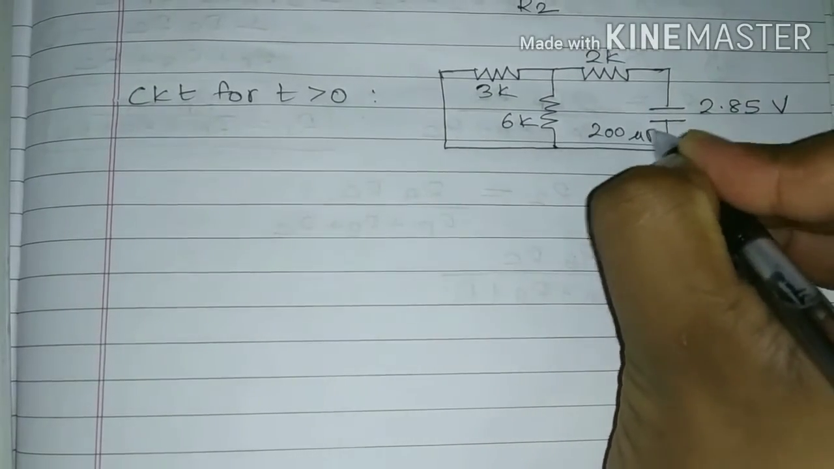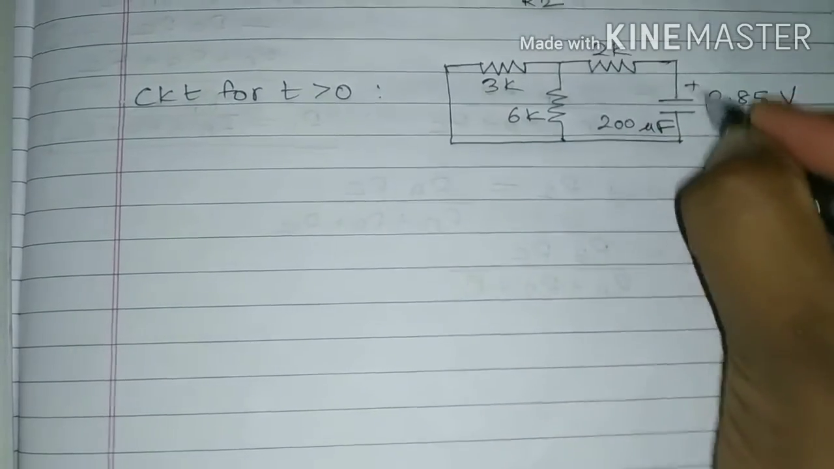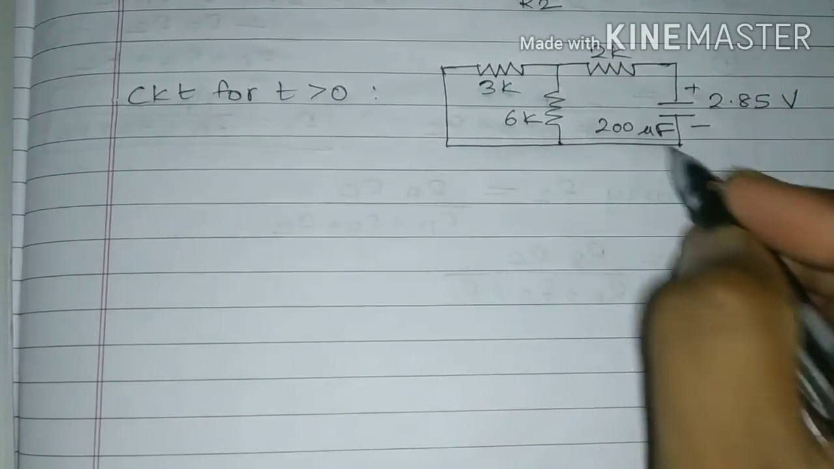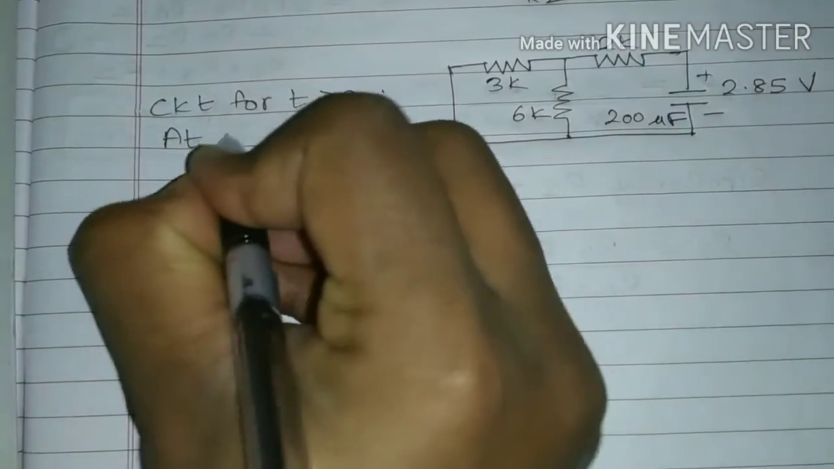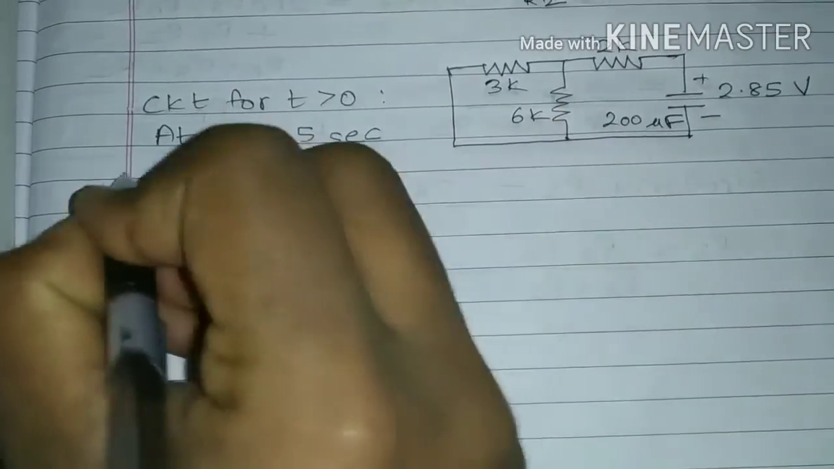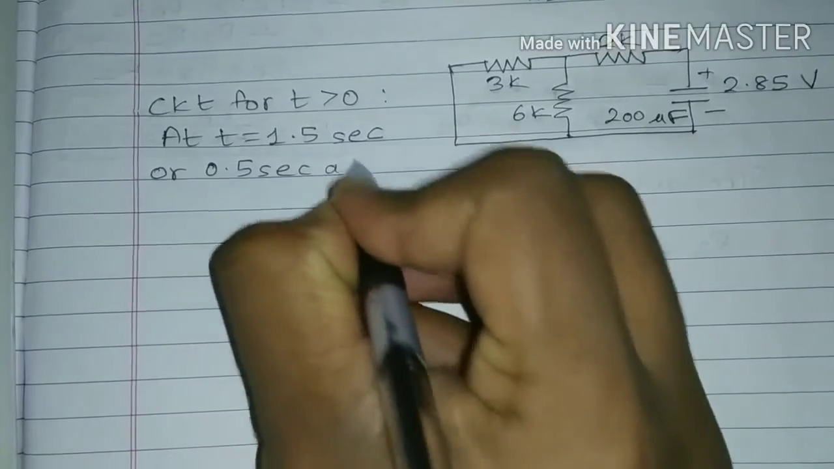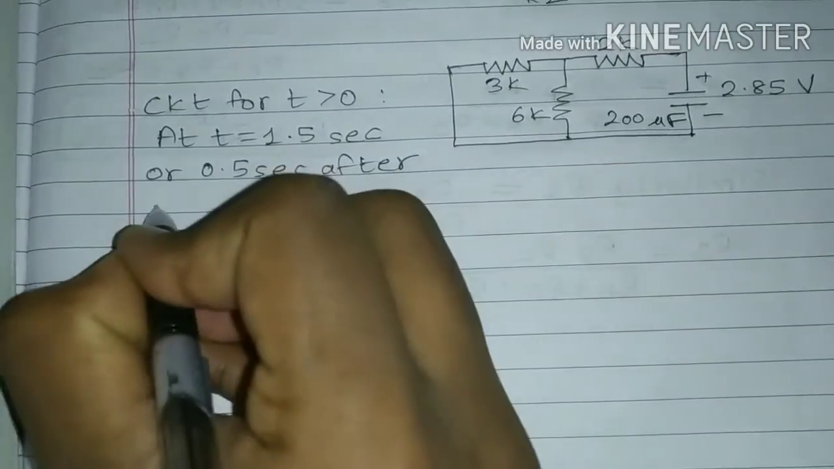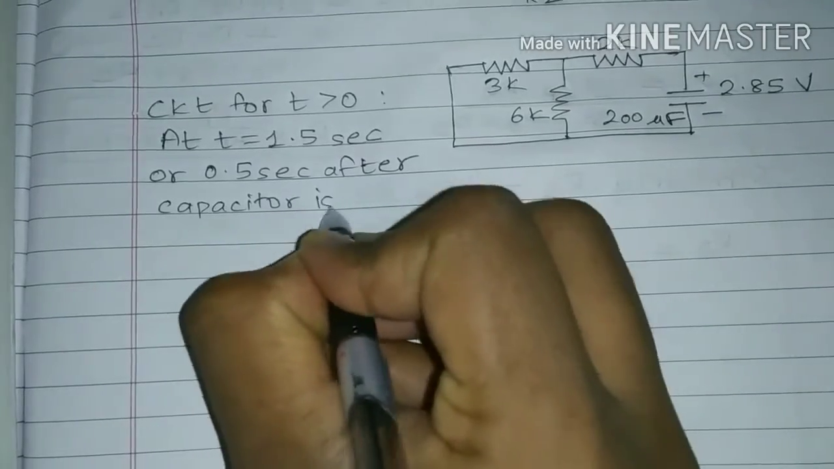Since there is no source in the circuit, now the capacitor will act as a source, thus discharging through the circuit, and the direction of the current flow will be in the opposite direction. So at t is equal to 1.5 seconds, or you can say 0.5 seconds after the capacitor is charged to 2.85 volts, the capacitor will start to discharge through the resistors.